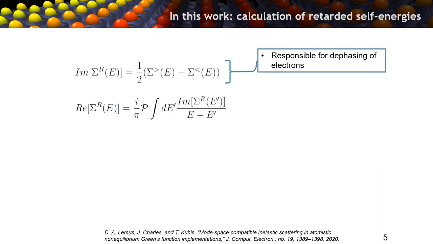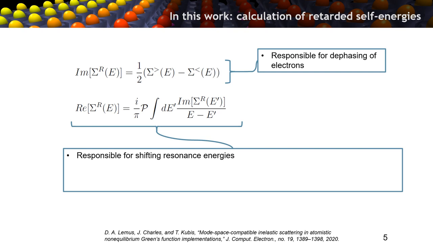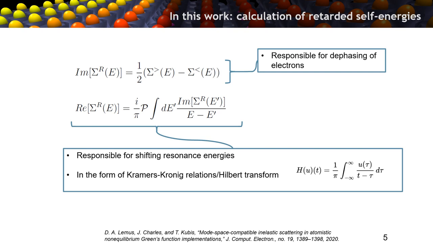In this work, we solve the imaginary part of sigma r, which is responsible for dephasing of electrons in the device, and we solve the real part of sigma r as well, which is responsible for the shifting of resonant energies. A very important aspect of the real part is that it is in the form of the Kramers-Kronig relations, and can be solved with a Hilbert transform using the imaginary part.